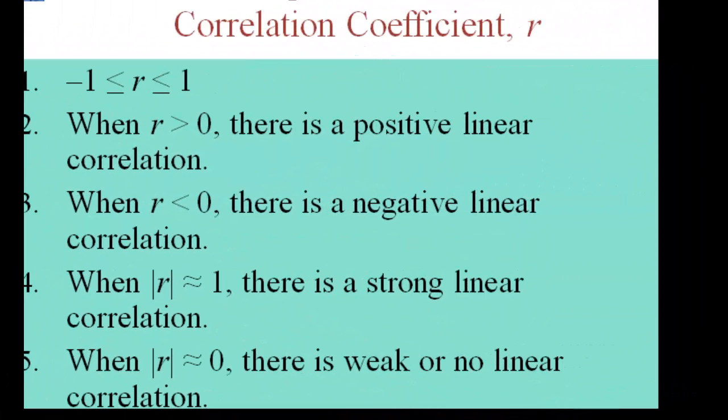We have a number that represents the strength and the direction of the linear correlation, and we call that the correlation coefficient r. r will be between -1 and 1. When it's greater than 0, there's a positive linear correlation. When it's less than 0, there's a negative linear correlation. When the absolute value of r is approximately 1, there's a strong linear correlation, and when the absolute value is approximately 0, there's a weak or no linear correlation. And we're going to be looking at this a little bit more in class.